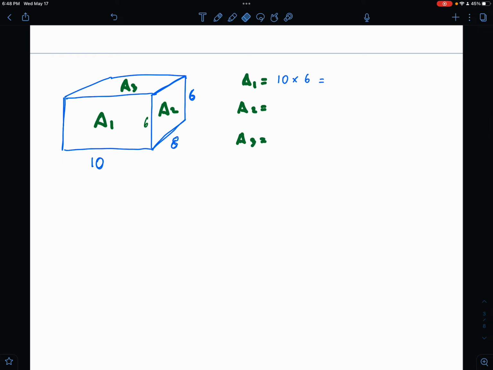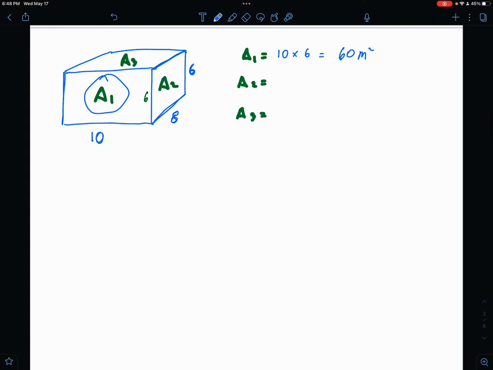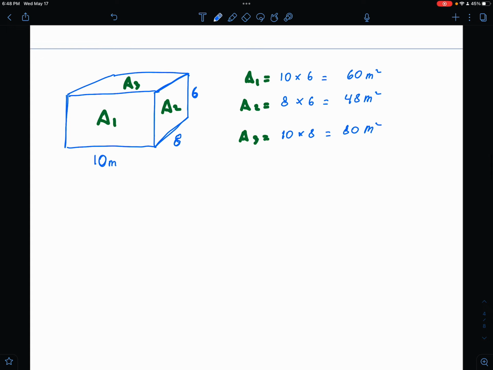For example, like this. The area for A1 is, what's it, 10 by 6? 10 times 6 is 60 square meters. And we can do the same thing for area 2 and area 3. We have something like this. Now that we have all 3 areas, so area 1 is 60, area 2 is 48, and area 3 is 80, what can we do?